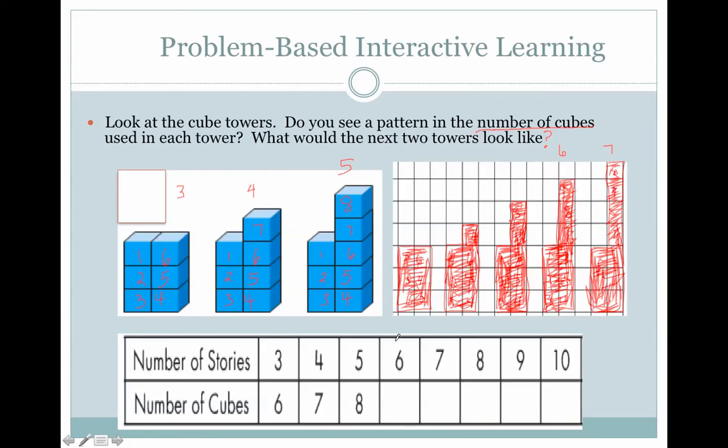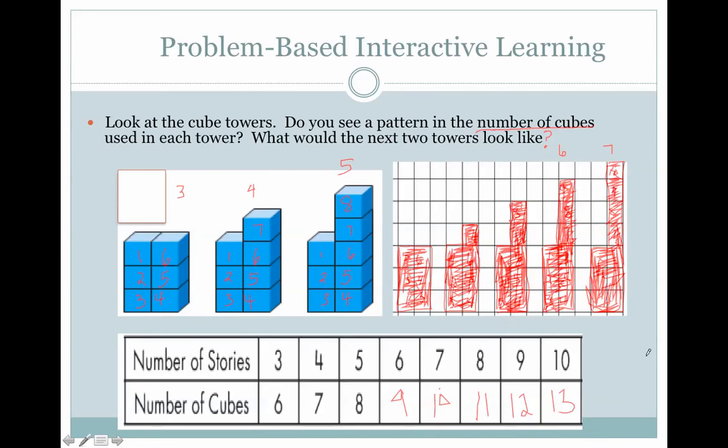So look, 3, 4, 5, 6, 7, 8, 9, 10. The numbers are increasing by 1 on the top, and then 6, 7, 8. This would be 9, 10, 11, 12, and this would be 13. And so that's how you can use a table to help you predict what the remaining towers would look like. So you can use grid paper or you can use a table. A table would make it much easier and faster.